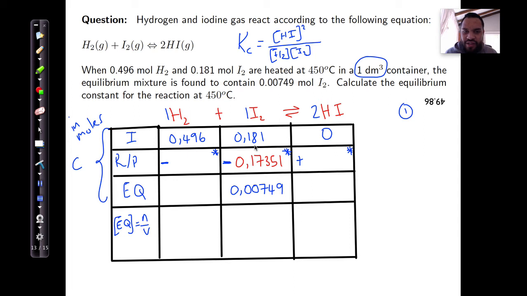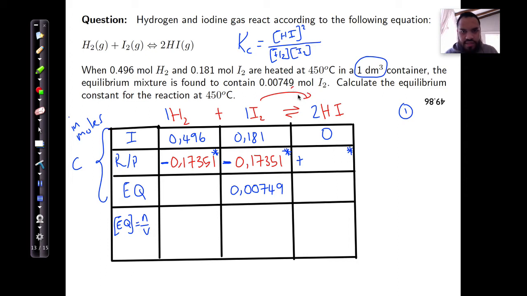So if I used 0.17351 in a ratio of 1 is to 1, then this must also be 0.17351. Where do I get this from? I get it from the fact that I put my stars here, which tells me I'm working in a ratio of 1 is to 1 is to 2. Now if 1 is to 1 is to 2, how do I get from 1 to 2? Using division or multiplication. I multiply. So I'm going to take 0.17351 and I'm going to multiply it by 2 to get what's going to go here, because 1 goes to 2 by multiplying. That goes to that by multiplying by 2.